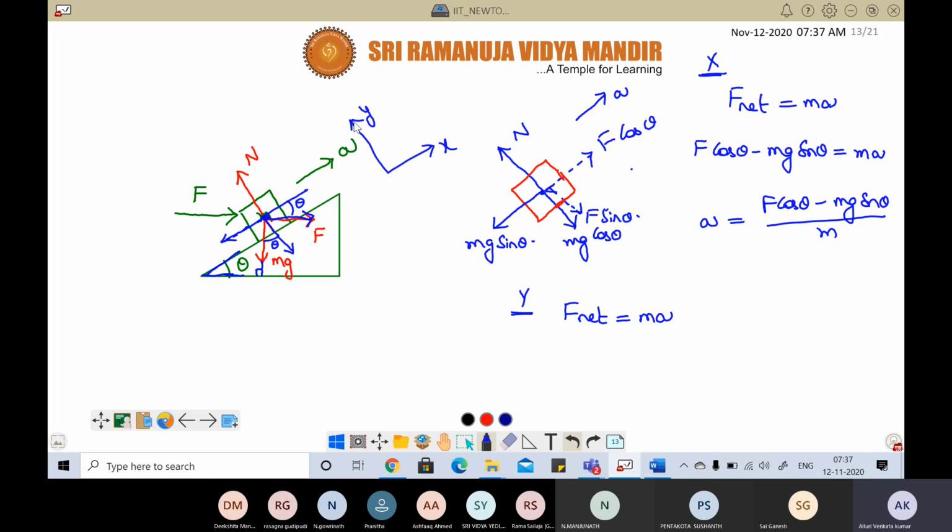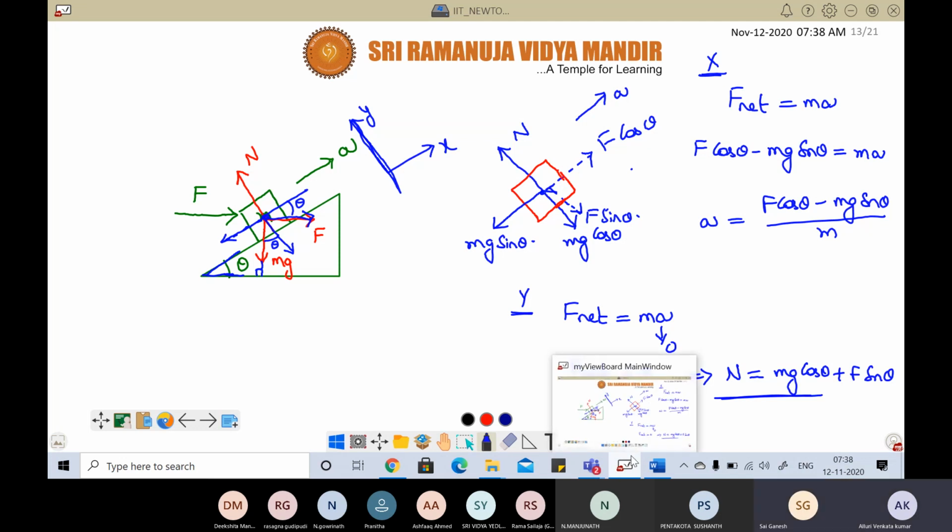No. It will move only along the inclined plane. So therefore, acceleration is 0, which means F net is equal to 0. So which implies N is equal to mg cos theta plus F sin theta. Okay, so this is the normal reaction. Is it okay, Sai Ganesh? Yes, sir. Okay, any other doubt?